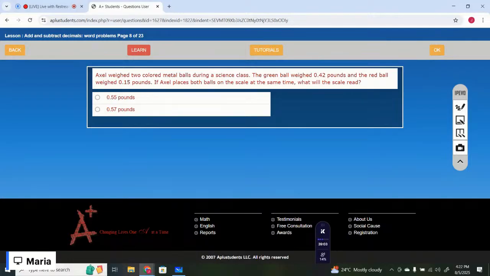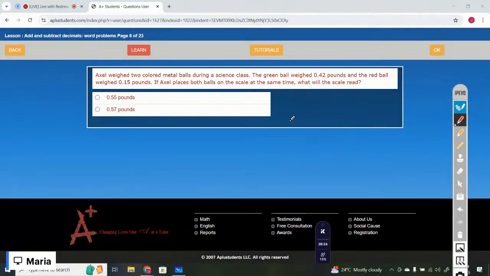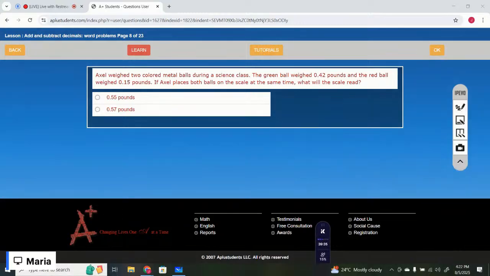Axel weighed two colored metal balls during a science class. The green ball weighed 0.42 pounds and the red ball weighed 0.15 pounds. If Axel places both balls on the scale at the same time, what will the scale read? 0.42 plus 0.15. Option number 2 is the correct option.